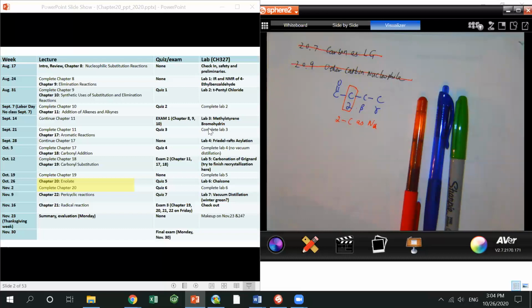In the previous year, exam 3 covered chapter 20. The average grade on exam 3 was around 55 to 58. The reason for that is this chapter, chapter 20. This is a very hard chapter.